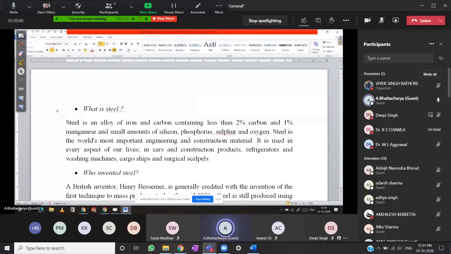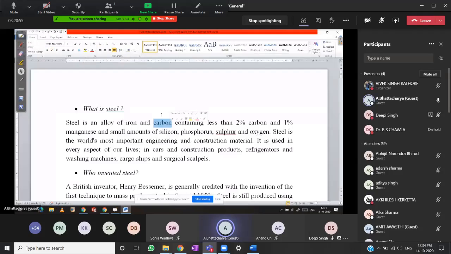Steel is made of iron and carbon. Now, carbon is not chemically combined, it is a solid, you can say an alloy. So, steel is an alloy of iron and carbon containing less than 2% carbon, and 1% manganese and small amounts of other impurities.